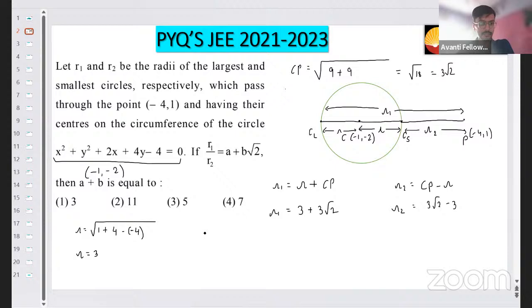Now we have been given R1 upon R2. I can take common 3, root 2 plus 1 upon, here also I can take 3 common, root 2 minus 1. So this will get cancelled. Let us rationalize this. If we rationalize this, we'll get root 2 plus 1, the whole square, upon, the denominator will get 2 minus 1. So root 2 plus 1, the whole square.